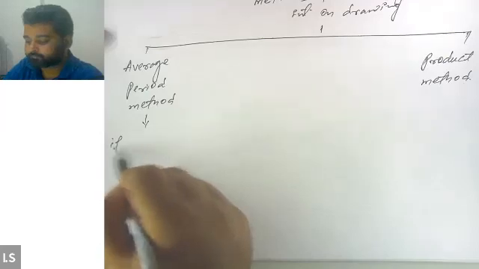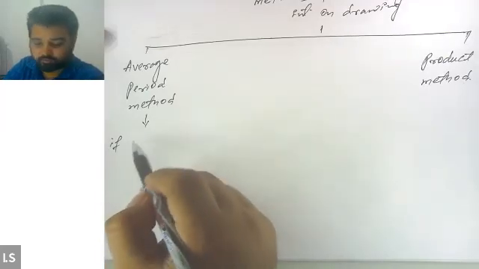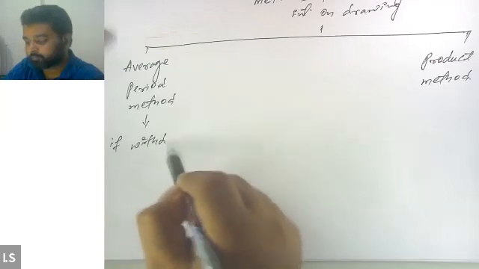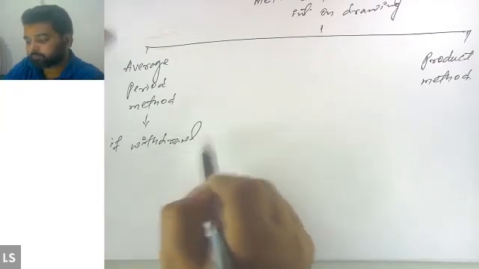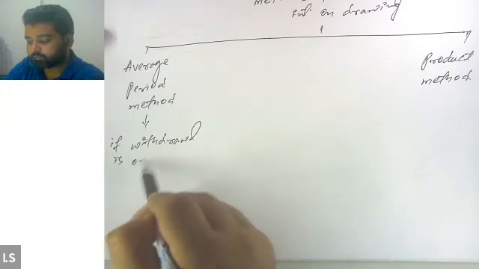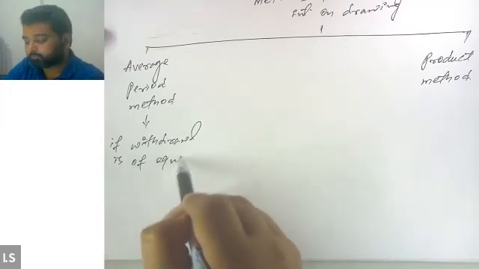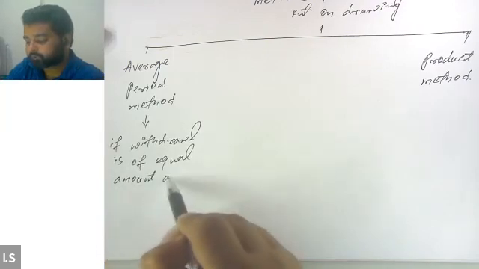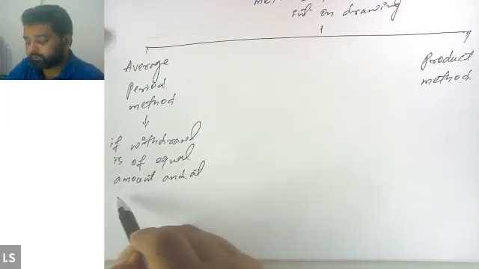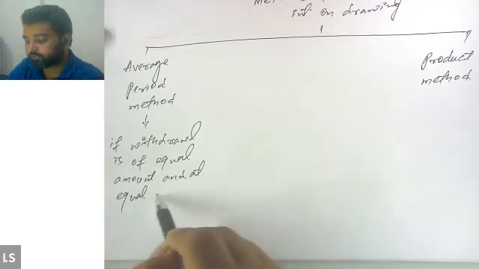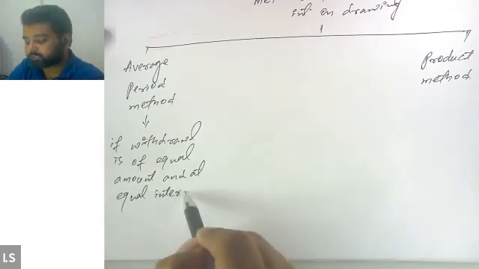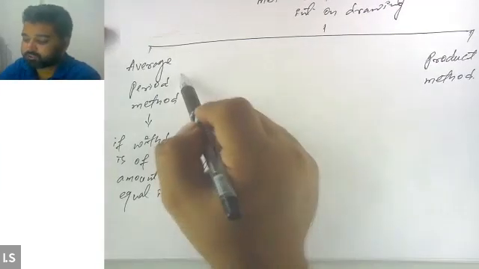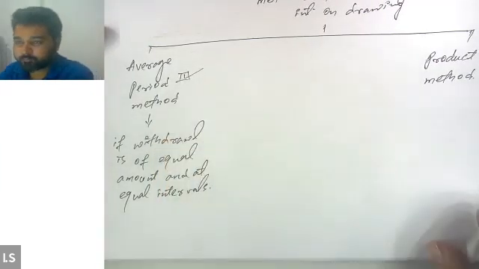If withdrawal is of equal amount and at equal interval as well, equal intervals as well, then in such a situation, average period method will be applicable.